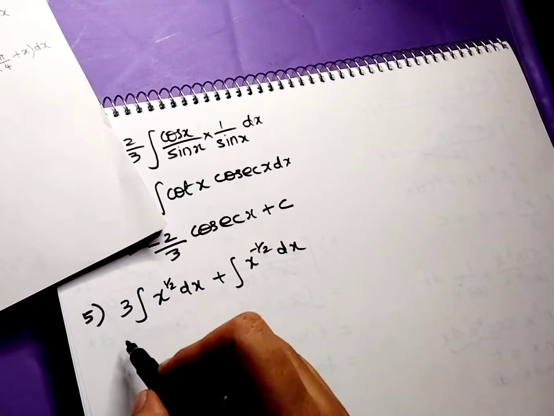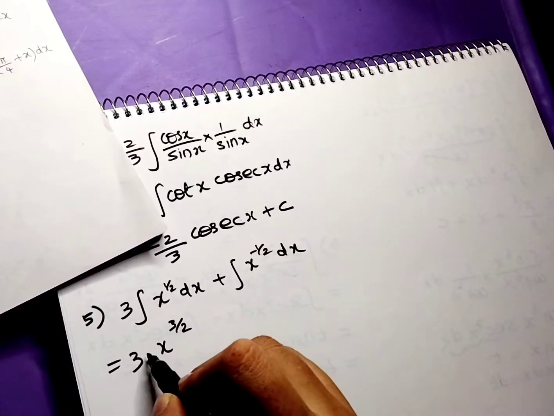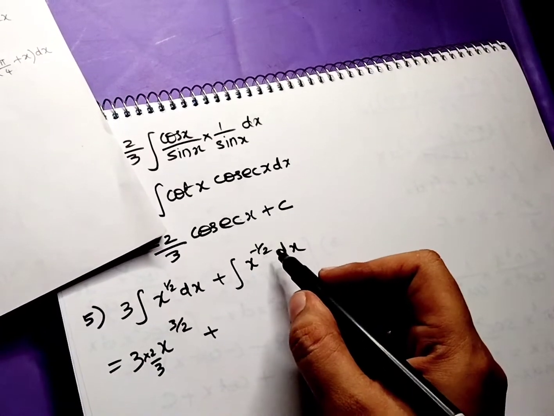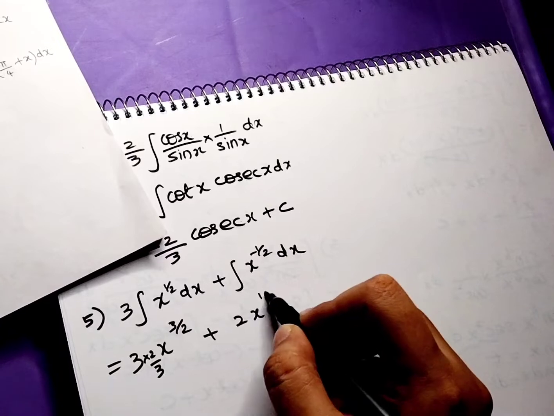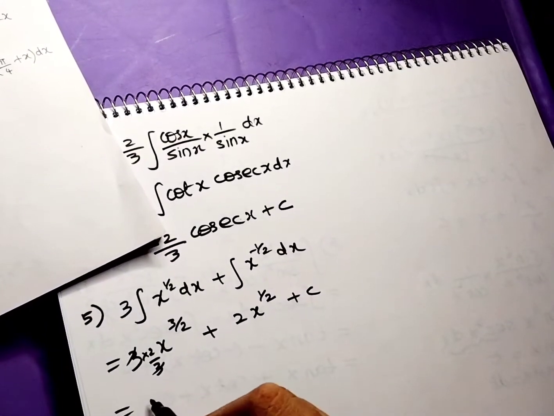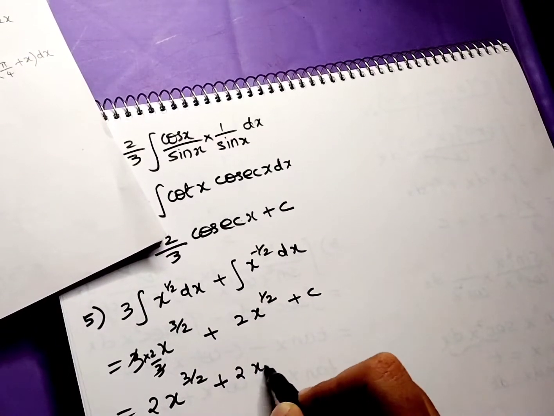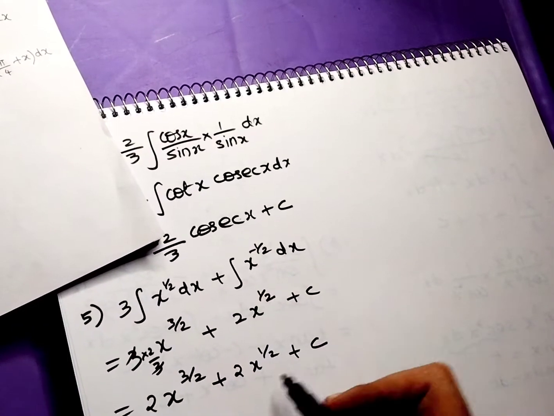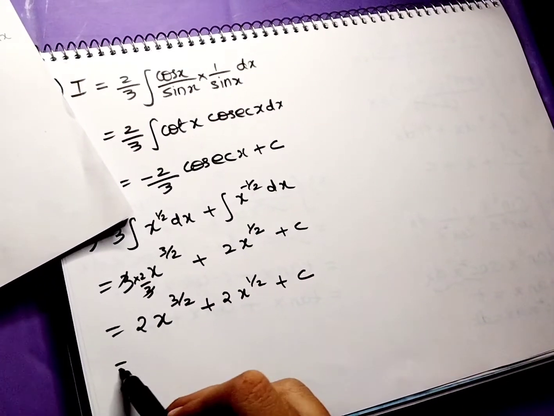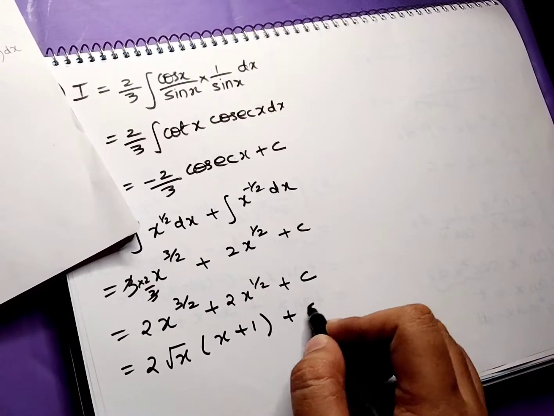So when we use the power rule, here this will become 3 by 2, and here we can write it as 2 by 3, plus here minus half plus 1 is half. So 2 into x power half plus c. 3 gets cancelled. So we get 2 into x power 3 by 2 plus 2 into x power half plus c, or you can take 2 root x as common. If you take 2 root x as common, we have x plus 1 plus c.